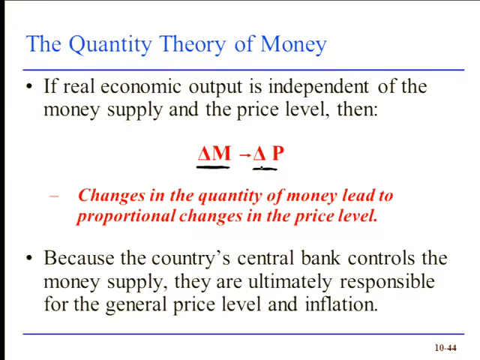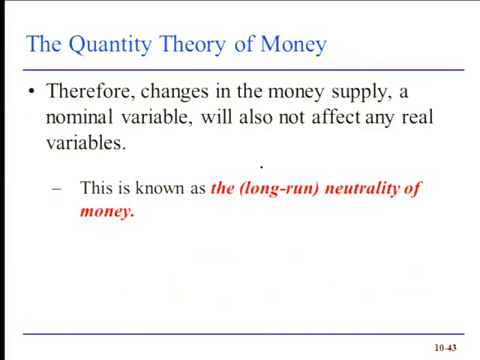This latter notion, that changes in the money supply directly lead to changes in the price level, brings us to something known as the long-run neutrality of money. Long run is generally in parentheses because when we talk about the neutrality of money, by definition, we're talking about the long run. The long-run neutrality of money is simply a subset of the classical dichotomy. The classical dichotomy says all nominal variables will not affect real variables. The long-run neutrality of money says changes in the money supply, a nominal variable, will not affect any real variables. I want to emphasize this is a long-run result. We will find, in the not-too-distant future, that it's not always true in the short run.